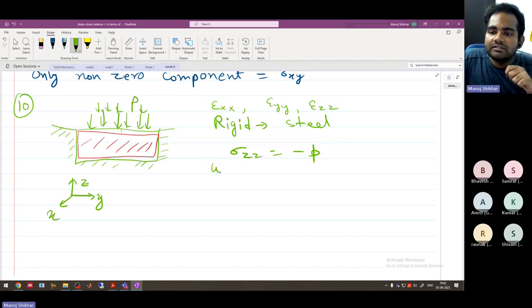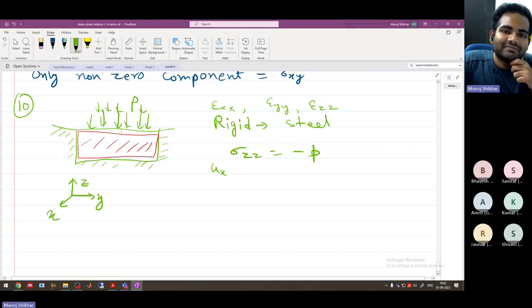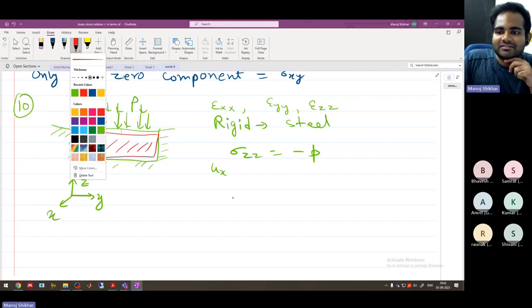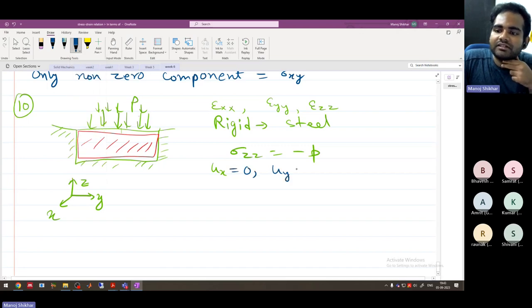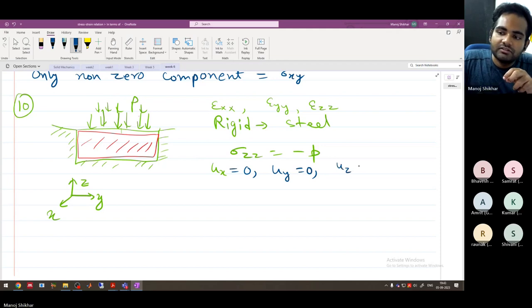Every time at the end of the class, it starts hanging. So ux is 0, uy is 0. The only thing which is non-zero is uz. So uz can be taken as a function of x, y, and z.